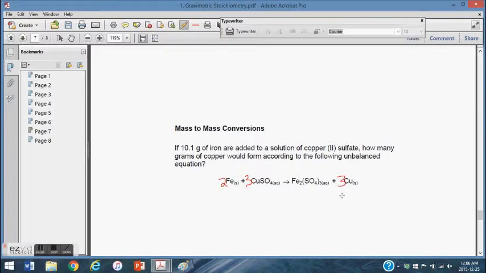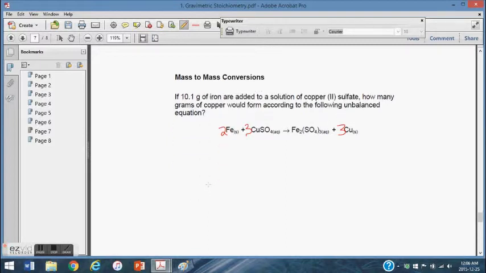So, if 10.1 grams of iron are added to a solution of copper(II) sulfate, how many grams of copper would form according to the following unbalanced equation? Again, I start by writing out what I know. Mass of iron is equal to 10.1 grams. Now, there are 2 ways we can do this, and I'm going to show both of them. They both do the same thing. One is where we have one big equation, the other is where we use several shorter equations.